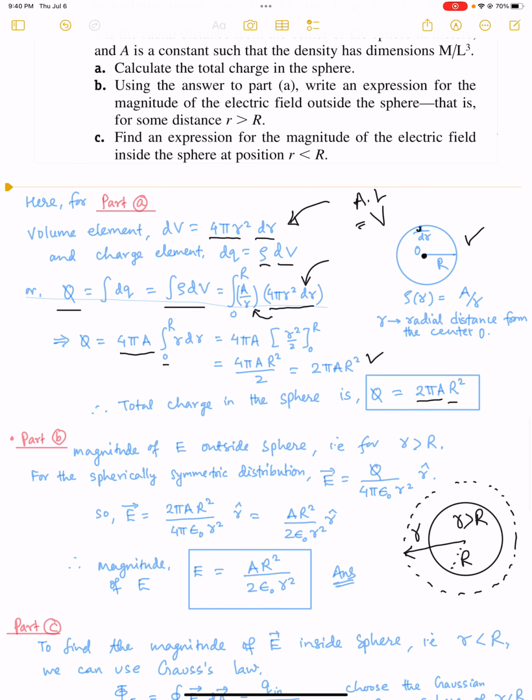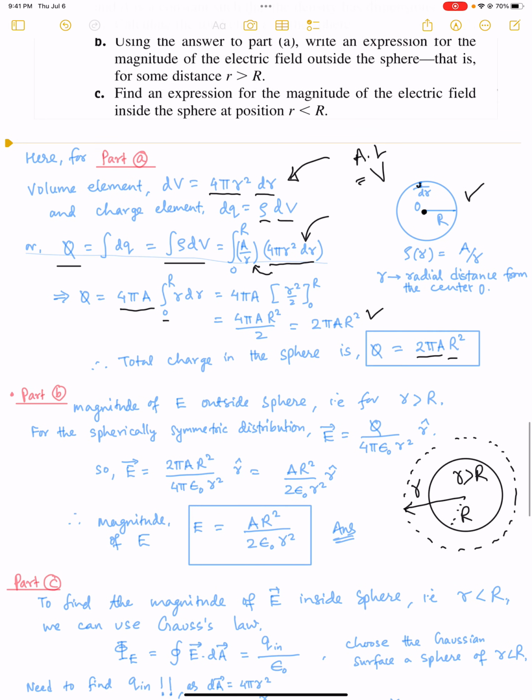So for part B, the question asks you to find the magnitude of the electric field outside the sphere, that is for some distance r greater than R, for example like this. So you have to find the electric field E somewhere at a distance r from the origin, which is obviously greater than the radius.